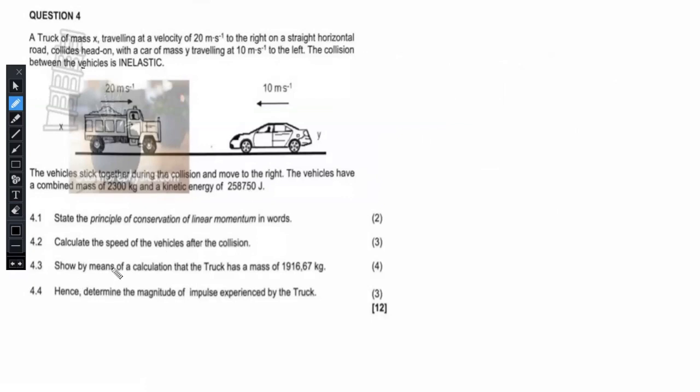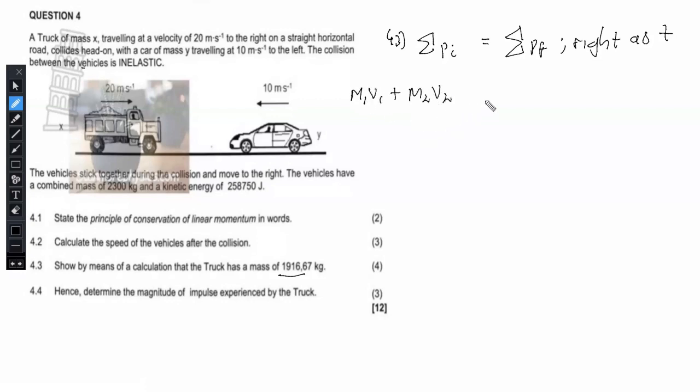Now 4.3 says show by means of a calculation that the truck has a mass of 1,916.67 kg. So we have our formula for the principle of conservation of linear momentum. It says the sum of momentum initially is equal to the sum of momentum finally. Let's indicate that we're going to take right as the positive direction. Since the truck and the car were moving separately, and after they collided they stick together and move as a unit, our equation should be m1 v1 plus m2 v2 initially. After collision they move together as a unit, so they will share the final velocity.